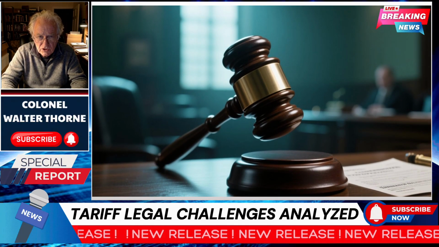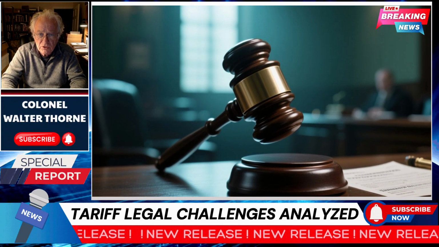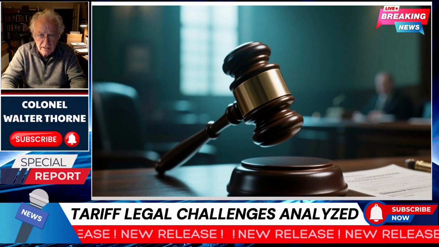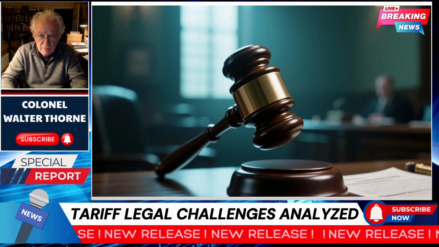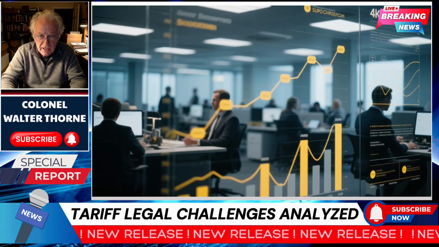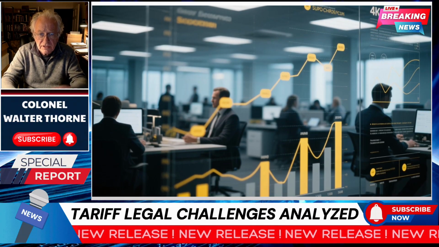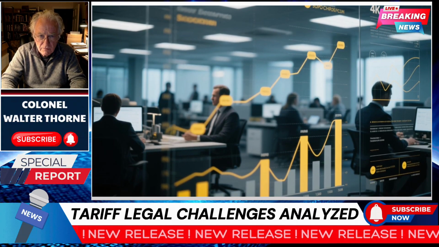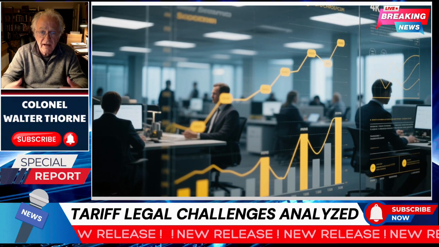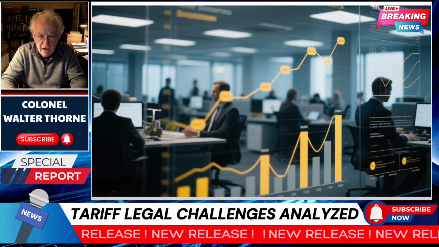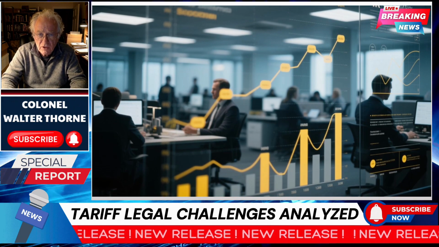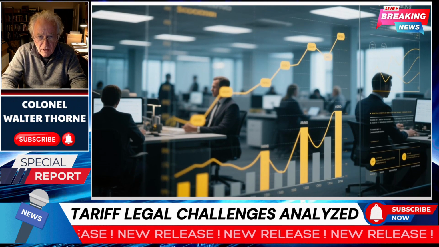The key variables shaping outcomes include judicial decisions on executive authority limits, congressional action on trade policy, international negotiation results, corporate investment decisions amid uncertainty, and voter responses to economic effects. Analysis continues tracking legal proceedings, trade flow data, price indices, and policy developments.